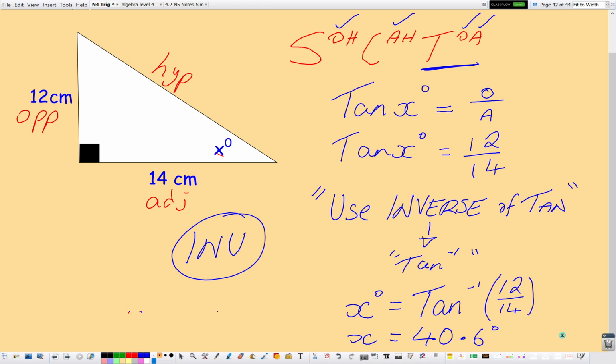Can anybody tell me, anyone else that's having difficulty getting this answer, difficulty finding the inverse? Can you let me know now? Alright, let's try another example. Now that we hopefully know what to do with this inverse, we'll try another example. 40.6 was the first one, let's try another one together.